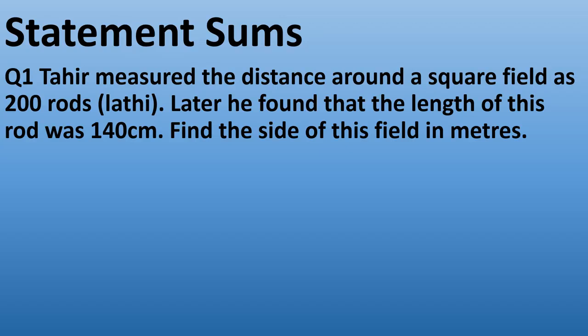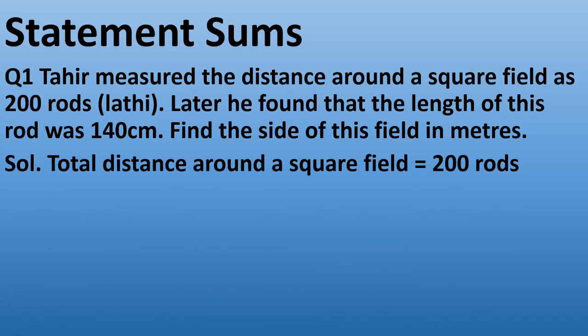What is given to us in this question? That the total distance around a square field is 200 rods. Okay, distance around a square field is given to us in rods. He measured the distance of a square field with the help of lathi, rod. Okay, and then after some time he came to know that one rod is of 140 centimeter. If one rod measures 140 centimeter, then we can find out the measurement of 200 rods.